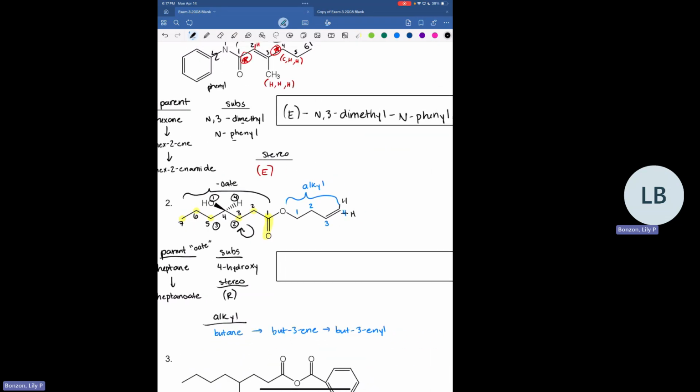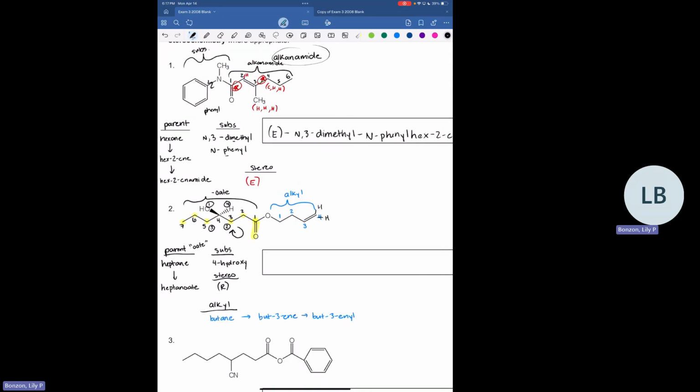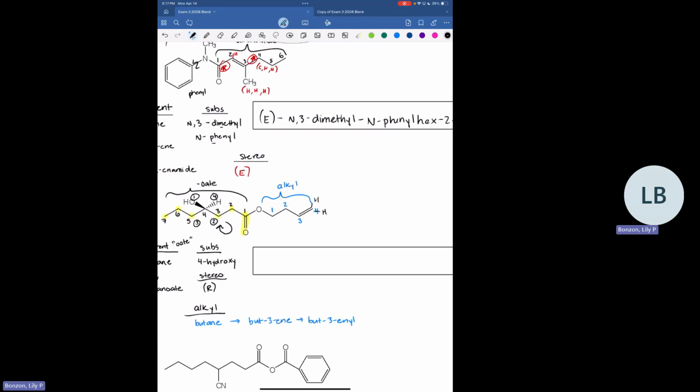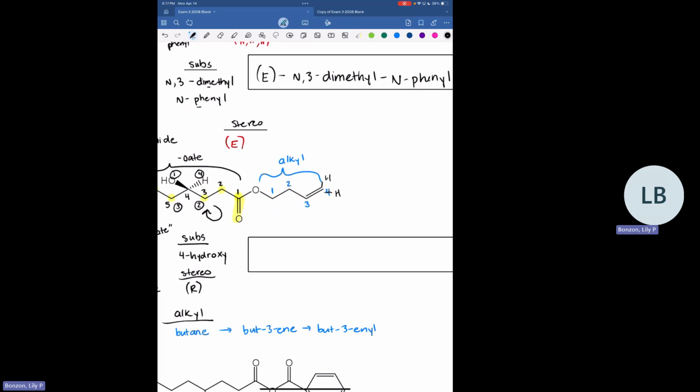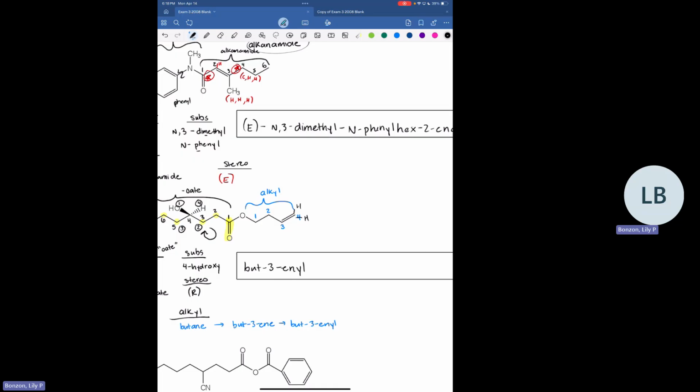Okay, so now I have to put it all together. And so again, these new nomenclatures are a little bit different than what we've done in the past. So for our esters, again, we kind of have two pieces. We have the alkyl, and then we kind of have the parent O8 name. So we're just going to start by putting that alkyl portion first. So we have but-3-enyl. And then this is kind of where it gets a little bit funky.